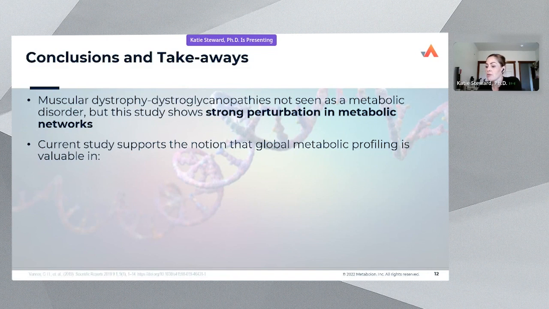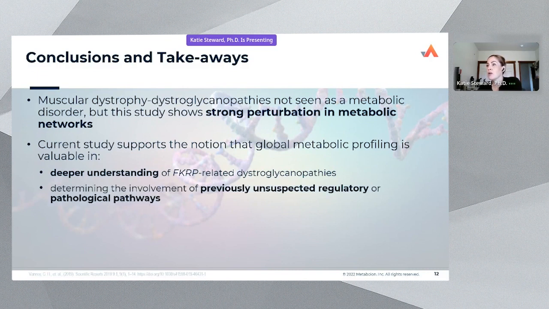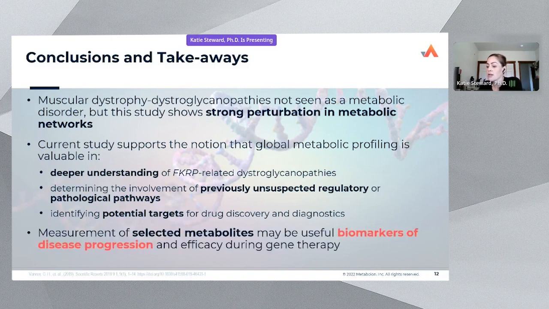So this study really highlighted the functionality of metabolomics. The researchers were able to gain a deeper understanding of the FKRP-related dystroglycanopathies. They were able to determine the involvement of previously unsuspected pathological pathways, lipid metabolism and polyamine metabolism. Those were things that weren't in the literature previously. And they were able to identify potential targets for drug discovery and diagnostics. So this study really demonstrates how metabolites can be useful biomarkers of disease progression and also treatment efficacy.